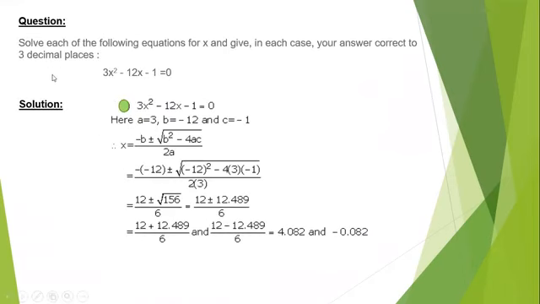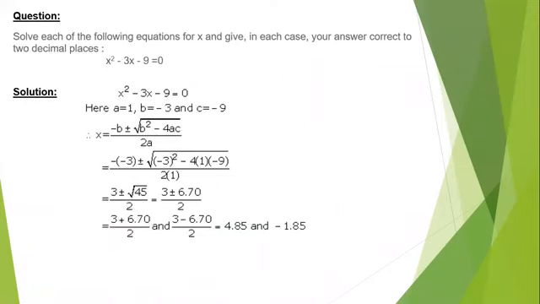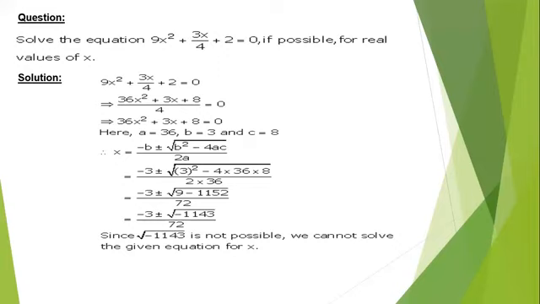Now in this question, the middle value is given in fraction. First take the LCM. This will become 36x squared plus 3x plus 8 equal to 0. As we have taken the LCM of the full equation, the denominator is not needed. Compare it with the standard equation. A is 36, B is 3, C is 8. Substitute it in the formula.